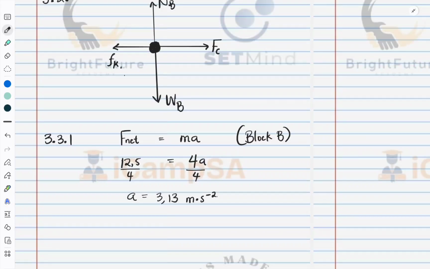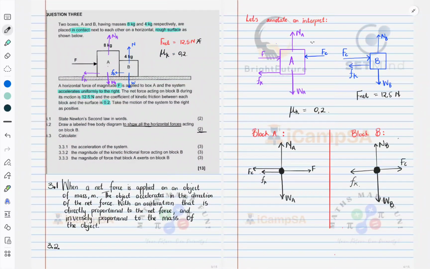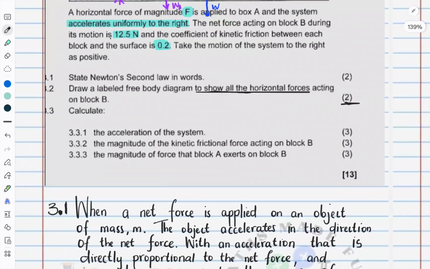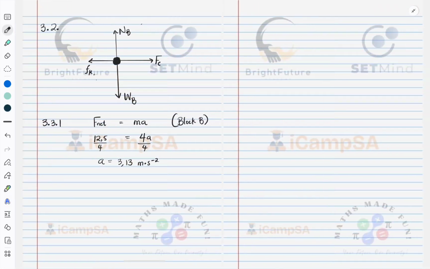So formula, substitution, and answer, or formula and answer with units, depending on how they're marking. That's how you would answer that one. Now let's check 3.3.2. You have the magnitude of the kinetic frictional force acting on block B. That's what they want. Where's our block B? There it is. This is also a 3-mark question.